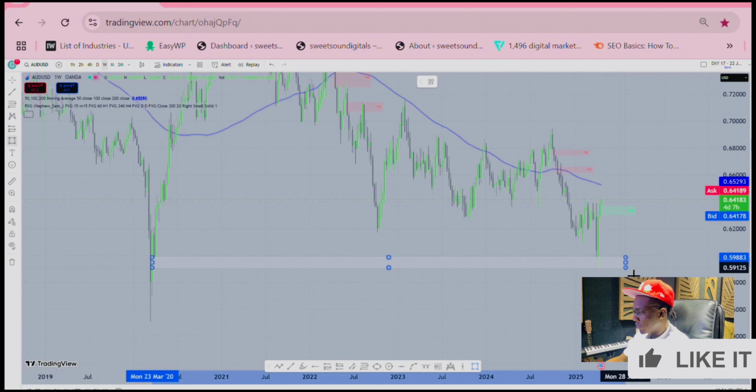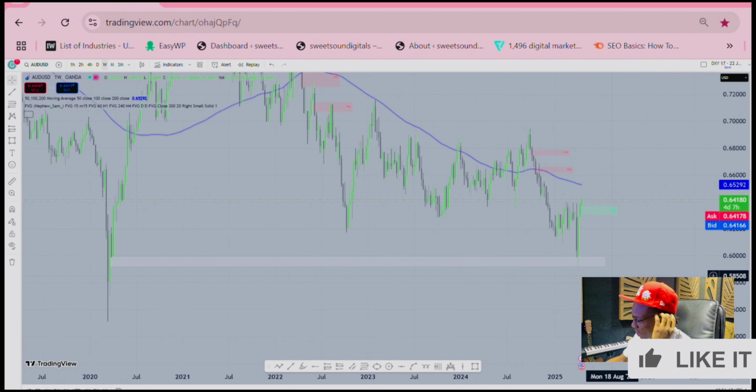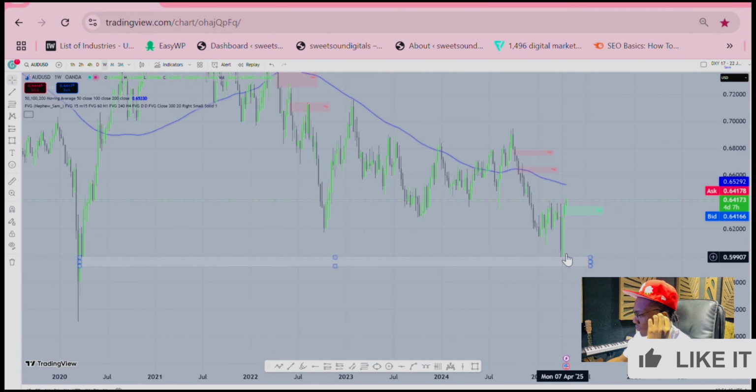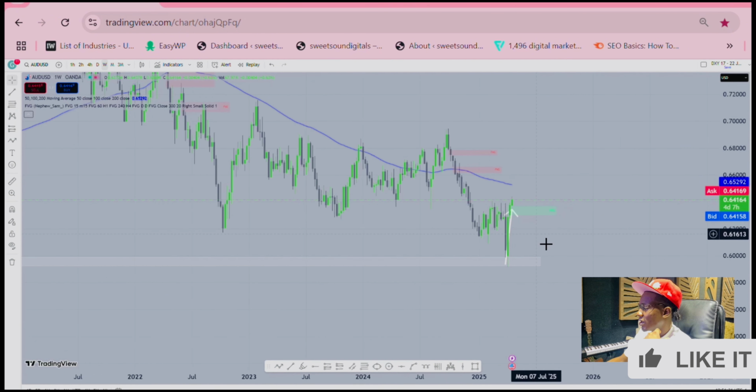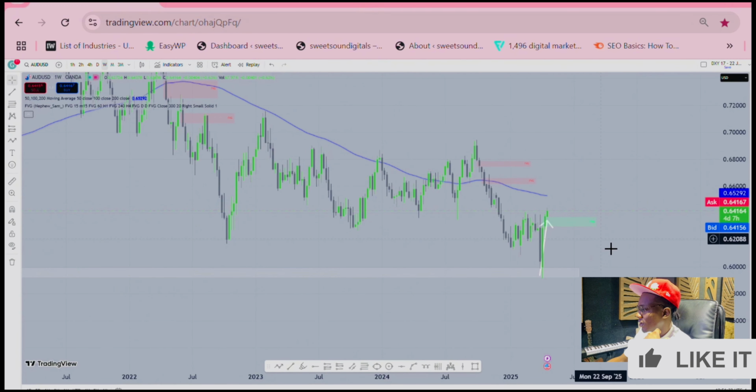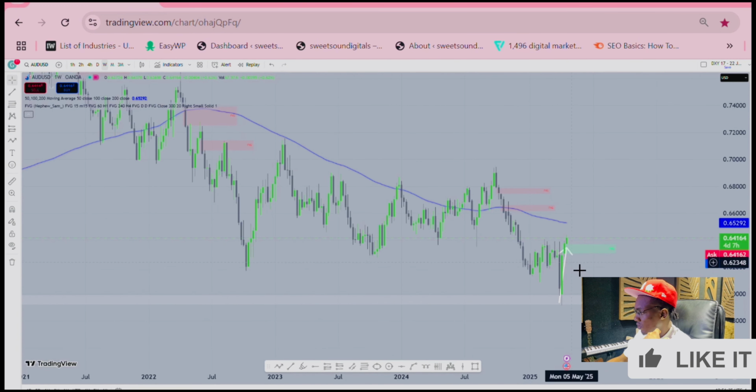a strong support, right? This support has been there since February 2020. Okay, so price just came and retested the support, and then of course the buyers reacted and pushed price up, right? So this is it, they pushed the price up. Okay, and so this was happening on the monthly, and on the weekly.